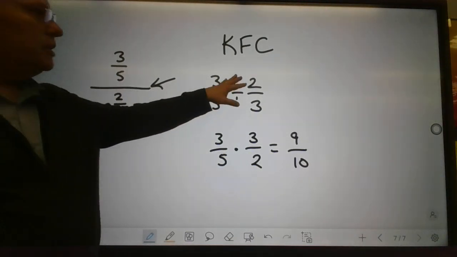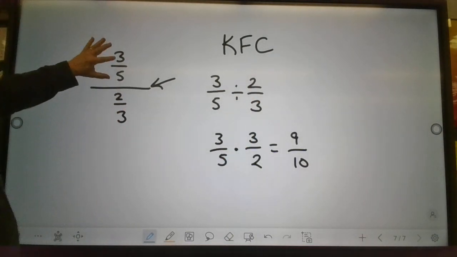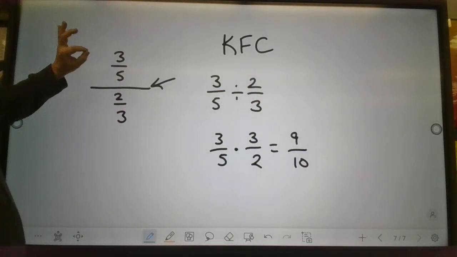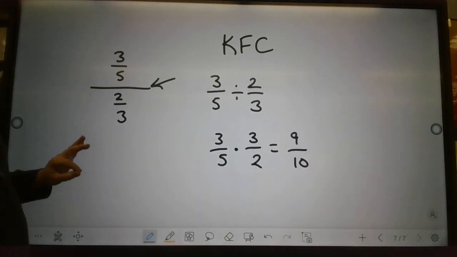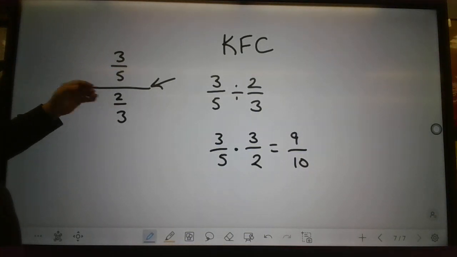Now, of course, you've got a calculator. You could just punch that in. Just remember, it won't work with ABC. You're going to have to go 3/5 divided by 2/3.